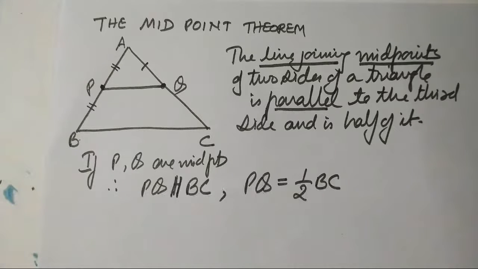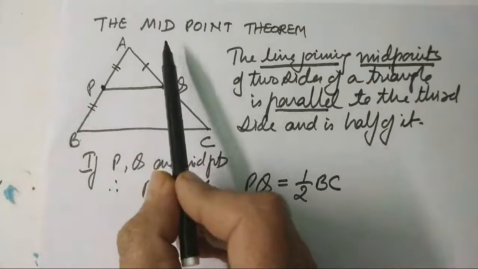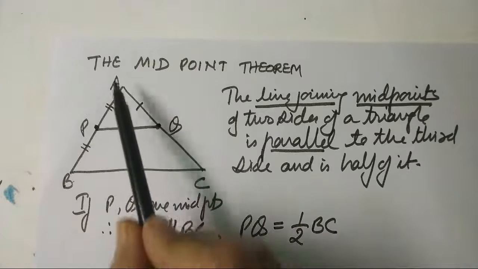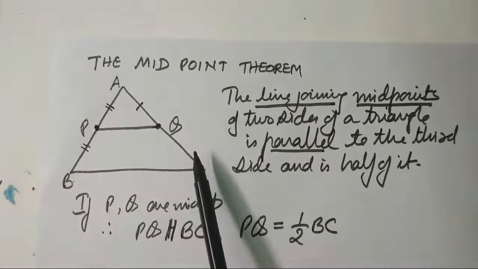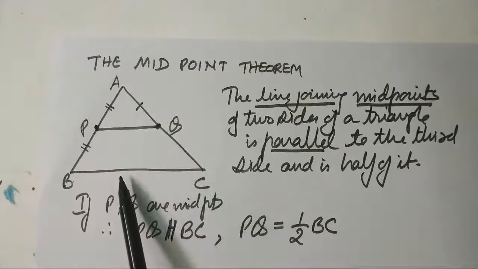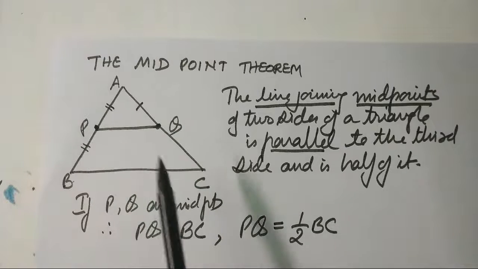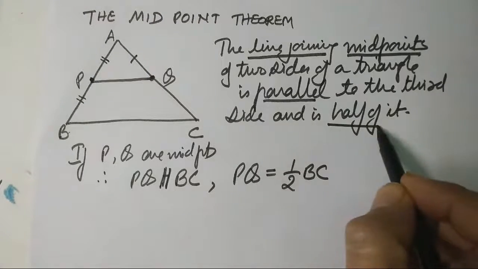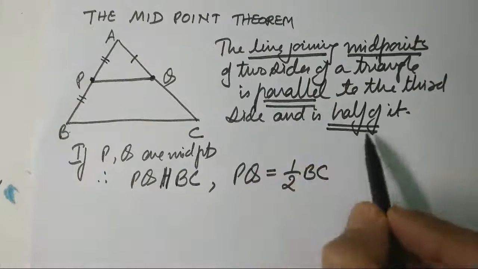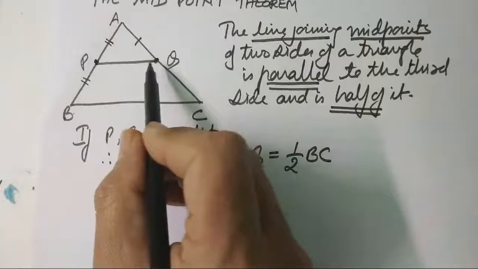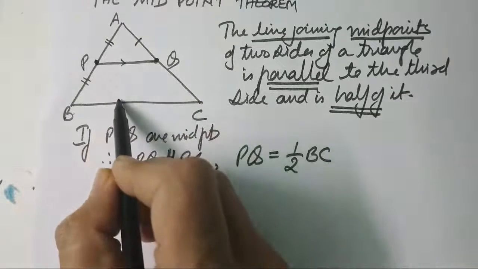So you have to apply the midpoint theorem, and it is called midpoint theorem because there are two midpoints of the two sides of a triangle. It can be any two sides. So two sides are there, and then there is a third side. So PQ will become parallel and half. Two things will happen. The line will be parallel and the line will be half. So PQ will become parallel to this.